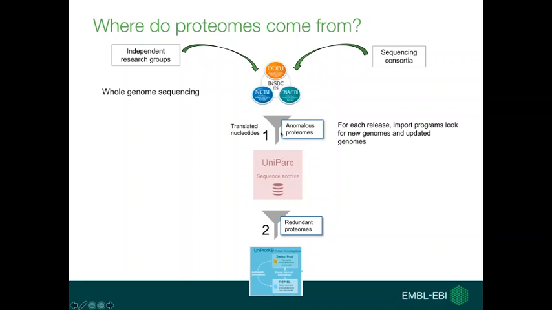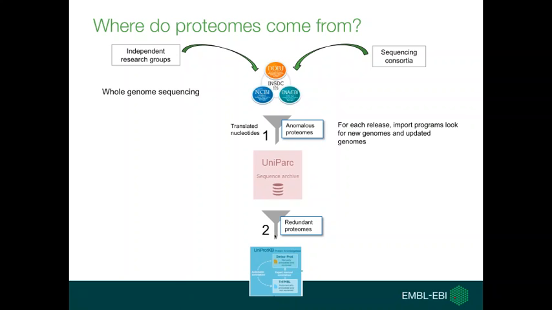If a genome is anomalous, then the sequence is not brought in. Otherwise, it comes into the Proteomes database. I've shown the UniProt archive, which is the archive of all of the sequences that come in from any one of these databases. And then the second level of filtering that we do is for redundant proteomes, meaning if a proteome is highly redundant to another proteome, then we don't bring it in.